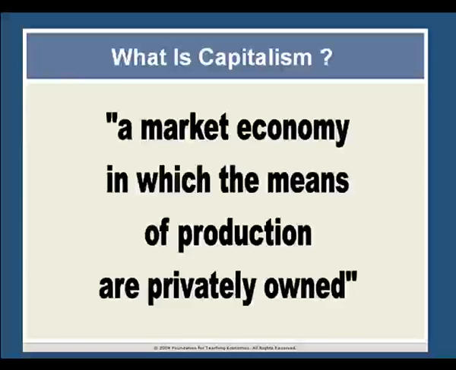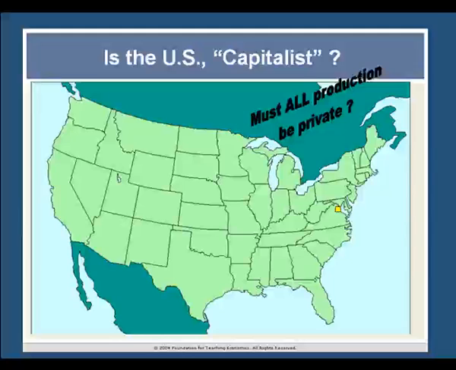The standard textbook definition of capitalism is a market economy in which the means of production are privately owned. Seems pretty straightforward, but if you try to apply the definition to your knowledge of different countries of the world, it raises more questions than it answers. For example, must all the means of production be privately owned?